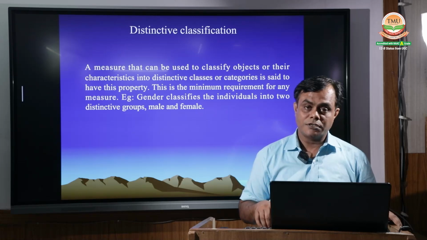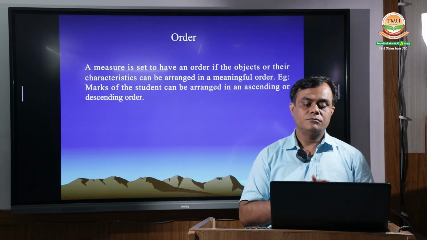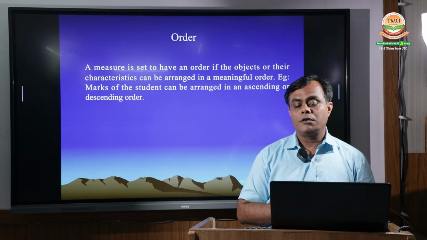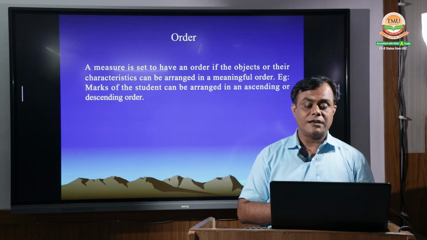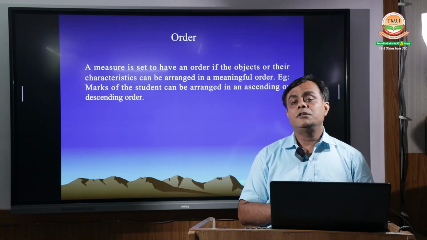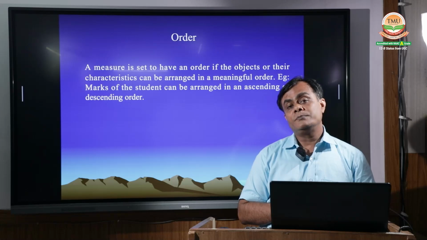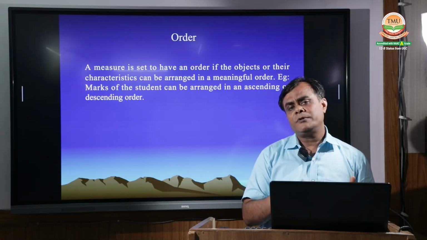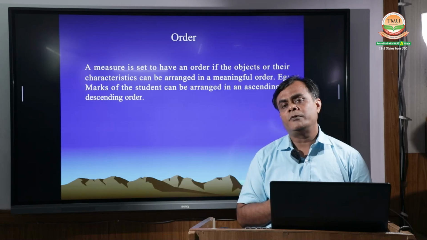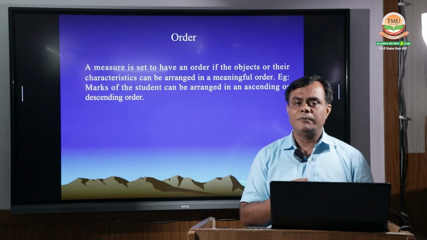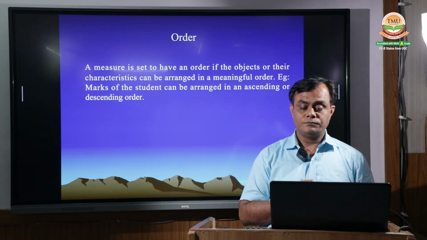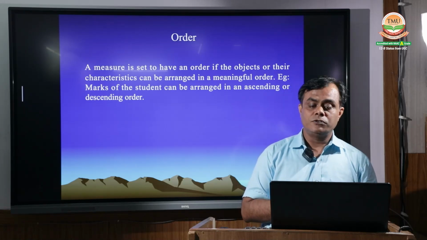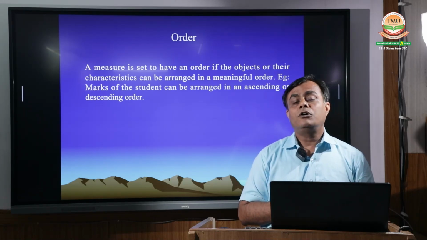Next is order. A measure is said to have an order if the objects or their characteristics can be arranged in a meaningful order. So simply, order is arranging anything in a very systematic, scientific, meaningful, or understandable manner. That is called order. Like in the example, marks of the students can be arranged in order.